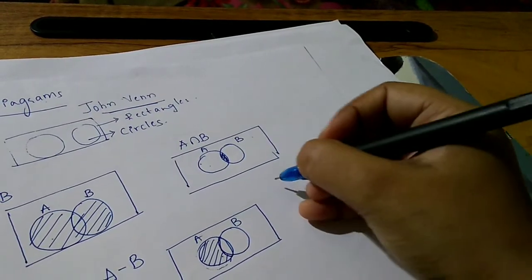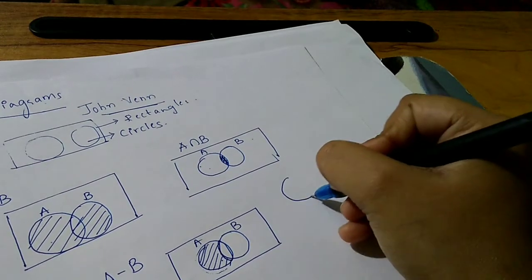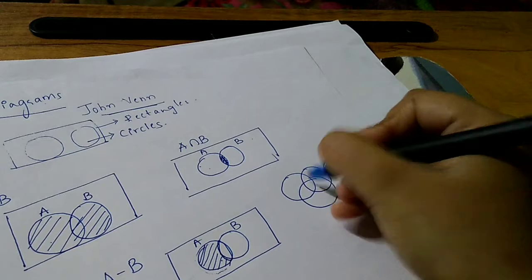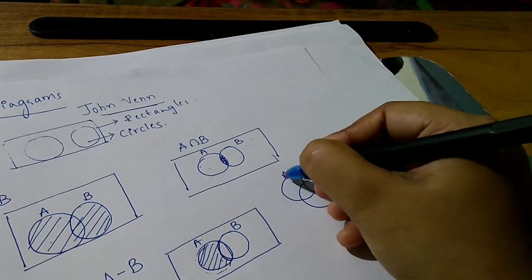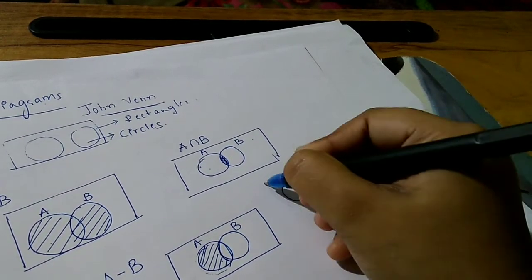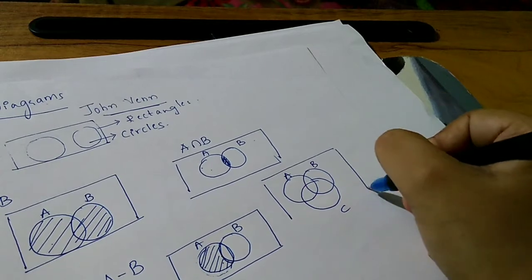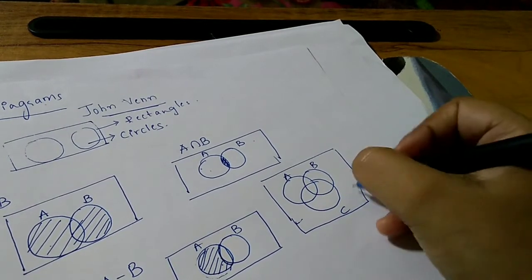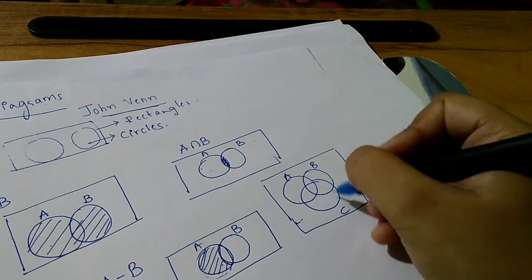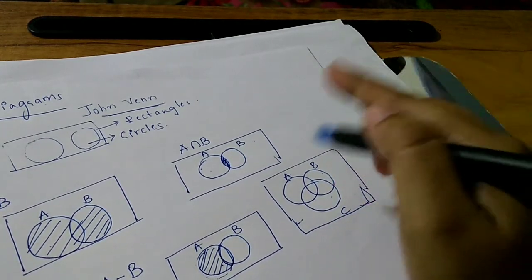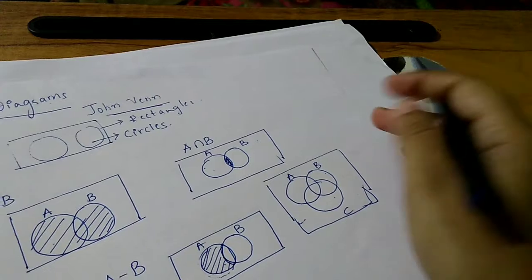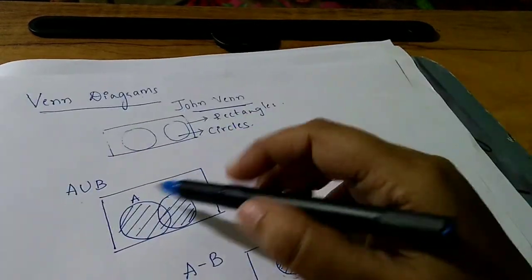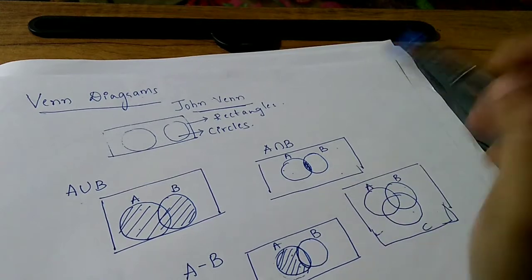If there are three sets given, then you have to take it like this. A, B and C. This is how we are going to represent the diagram. So if there are three sets given, remember for 2 and 3, not more than 3 will be asked for a Venn diagram. So A union B, A intersection B and A minus B.